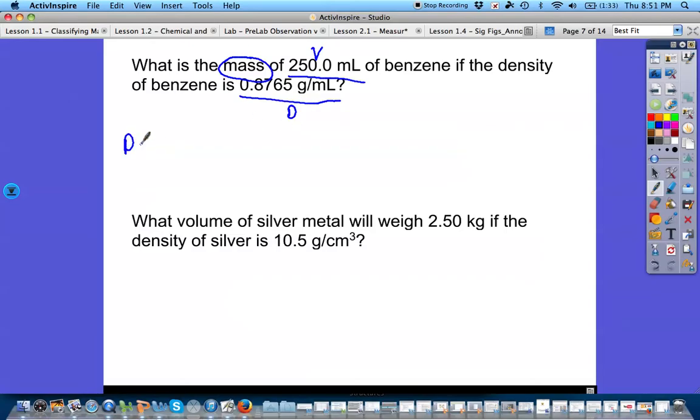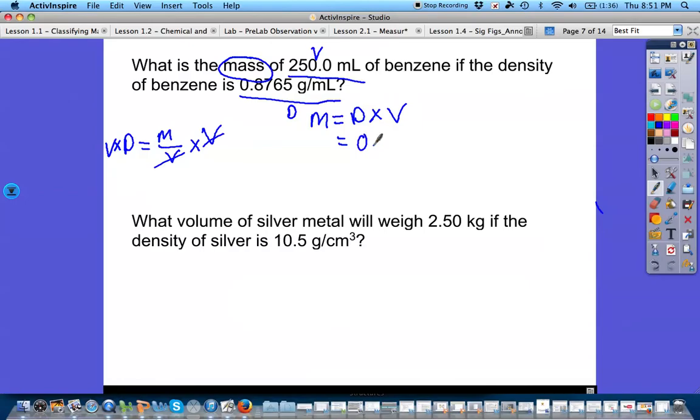So our density equation, D equals mass divided by volume. In order to get mass by itself, we need to multiply by volume on both sides. And when you do that, volume is going to cancel out. So mass equals density times volume.